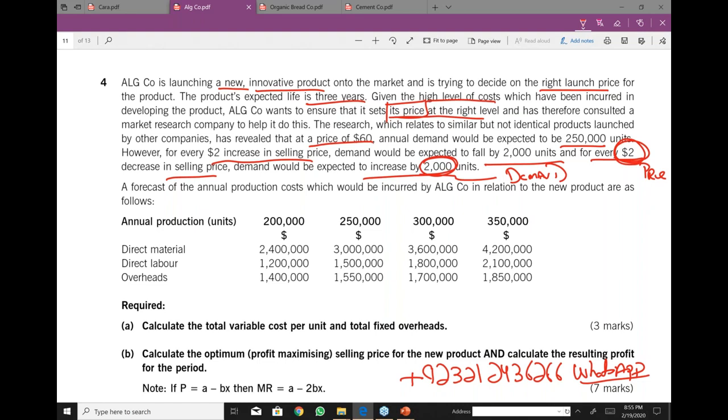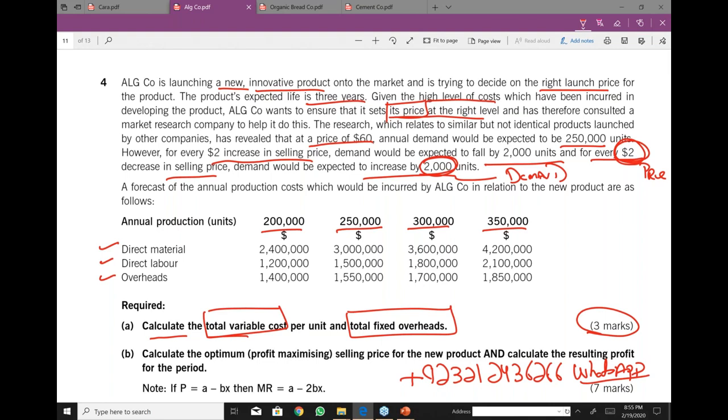Okay. A forecast of the annual production cost which would be incurred by the company in relation to the new product is as follows. You can see annual production at 200, 250, 300 and 350, with direct material, direct labor and overheads here as well. It says calculate the total variable cost per unit and the total fixed cost for 3 marks. So we are required to work out the total variable cost per unit and the total fixed cost. Let's start our calculation.